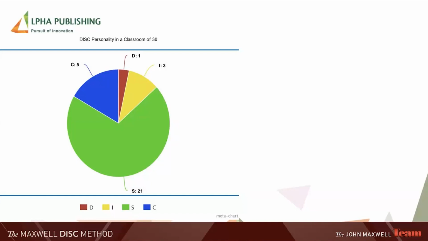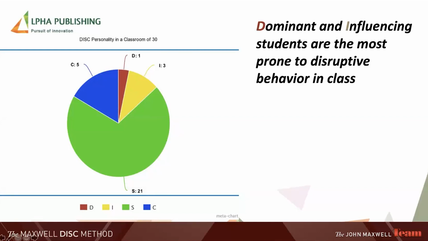However, that's not the case. Melissa said that's a perfect class, but there's a very big reason why. And here it is. Although the S's and C's make up the large majority of the class, the D and the I have the most influence in the class. So that one D student and those 3 I students have more influence over your class than the other 26 students. So even though they're small in number, they are large in influence.